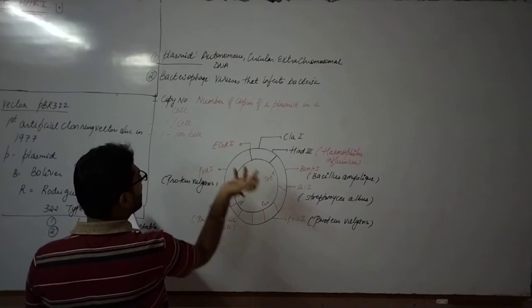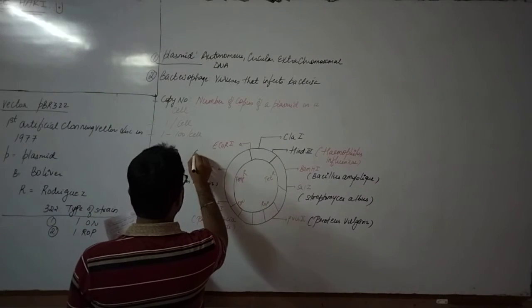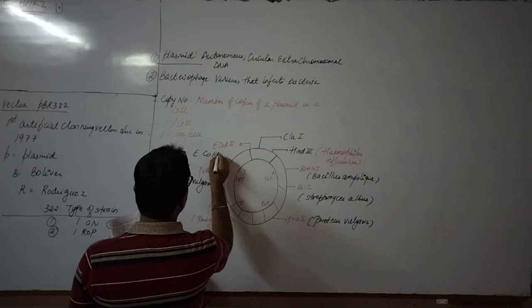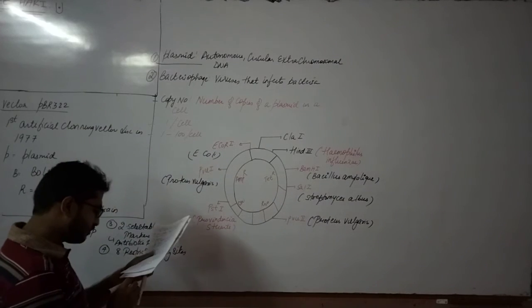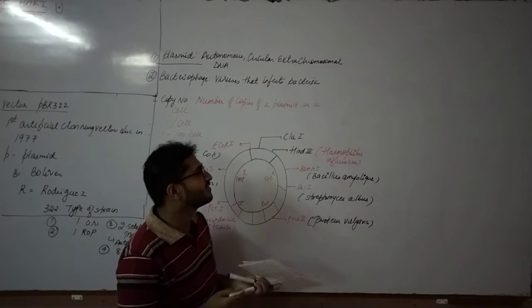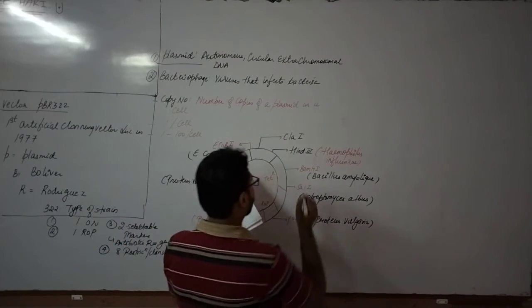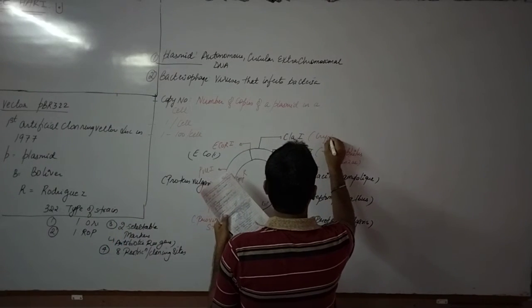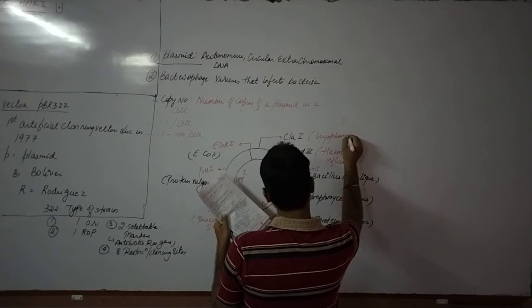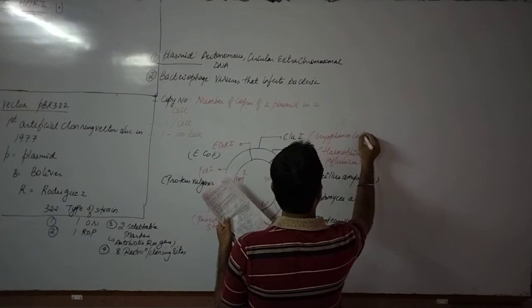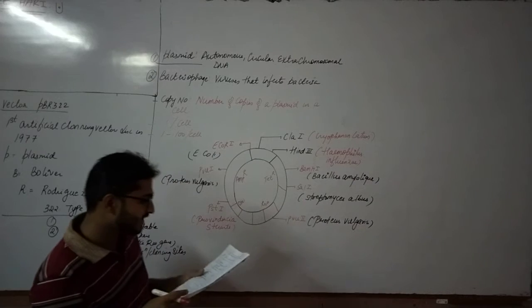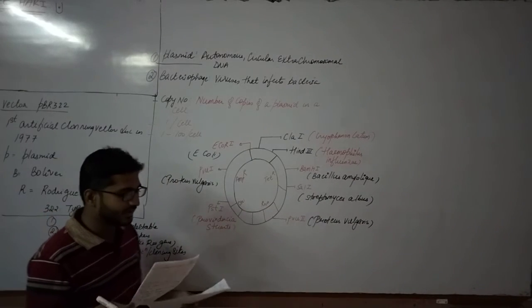EcoRI is from the normal bacteria, that is the favorite one, Escherichia coli, that is E. coli. And the remaining one is the last, that is ClaI, from Caryophanon latum. Caryophanon latum is the bacterium from which it has been isolated.